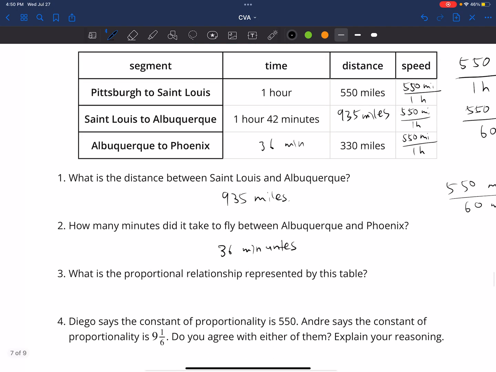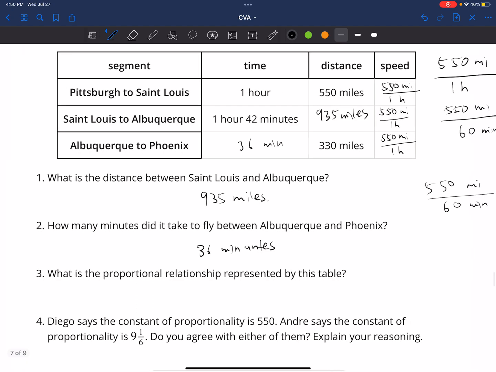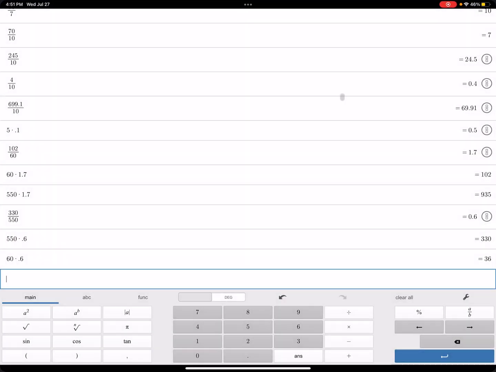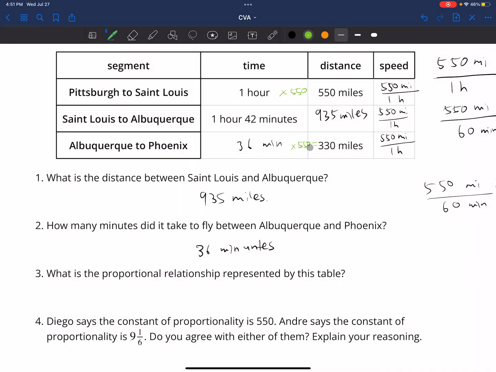So what is the proportional relationship represented by this table? Well, the proportional relationship represented by this table is 550, right? Because if you take a look, we just multiply by 550 here, and that's what we get. 36 times 550 is equal to... watch, 36 times 550 is equal to, oops. But the only thing is, this is where we have to be careful.